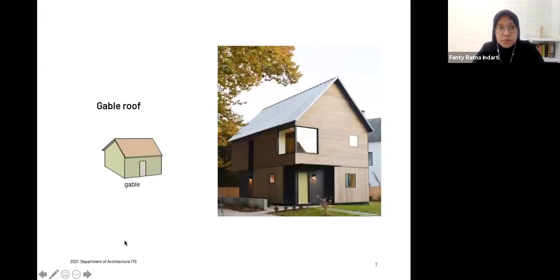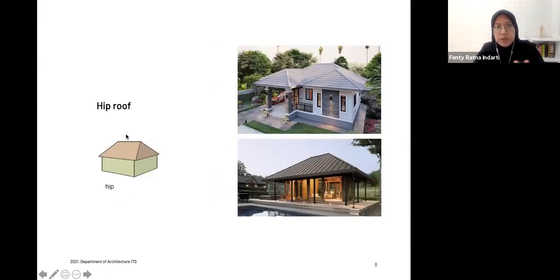So those are the differences. I hope that you don't confuse between those. In Indonesia, we call the gable roof pelana, atap pelana, while this hip roof is called limas. So those are the terminology for this roof. Those are the three basic fundamental shapes of pitch roof.